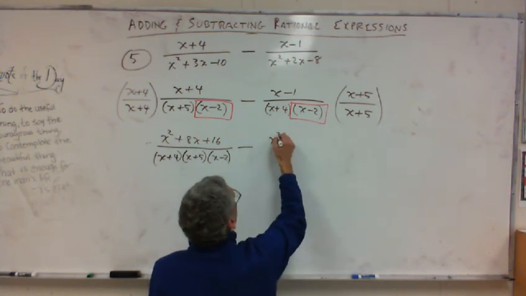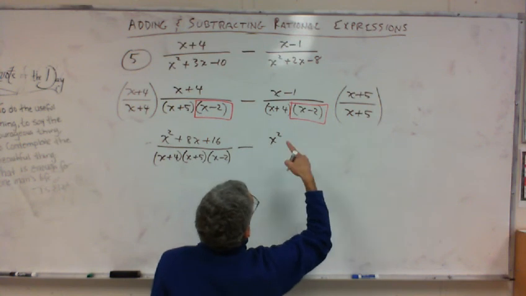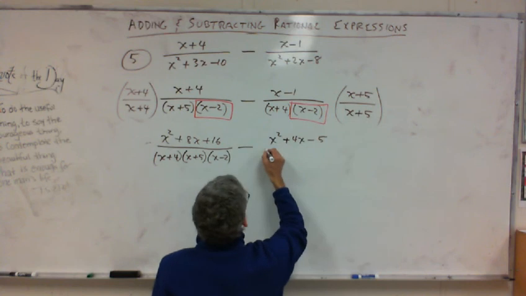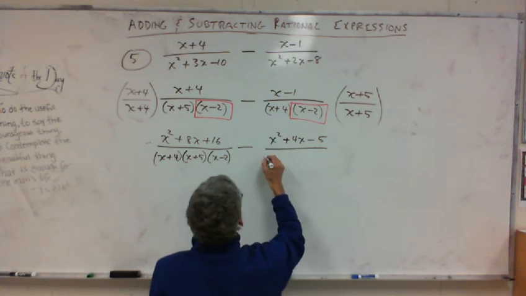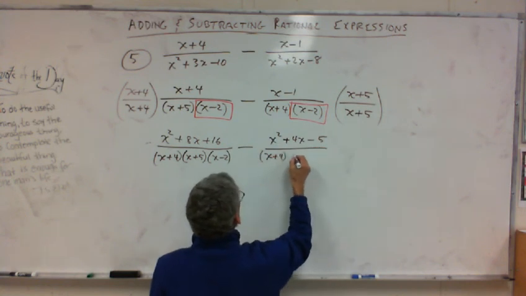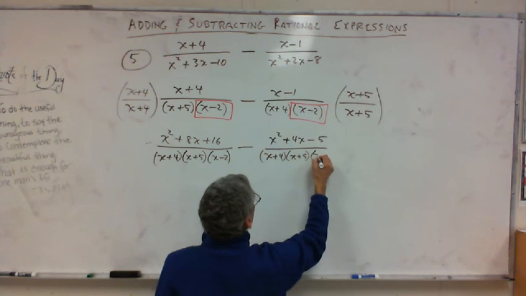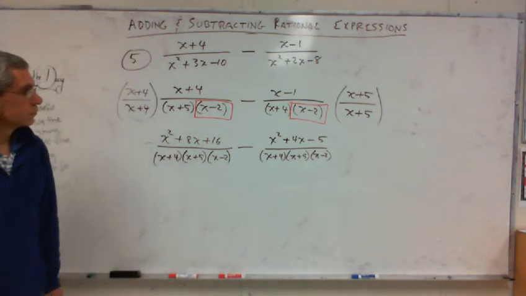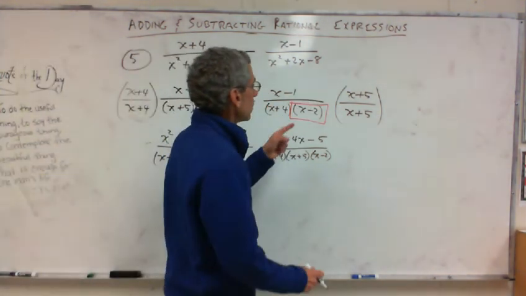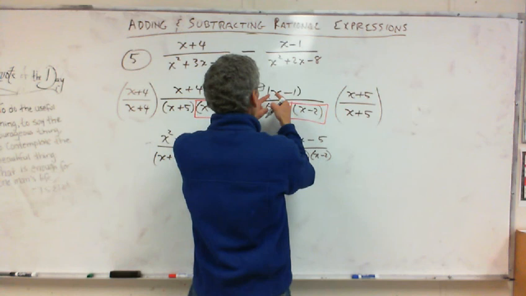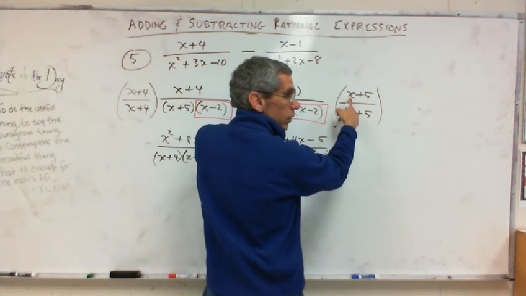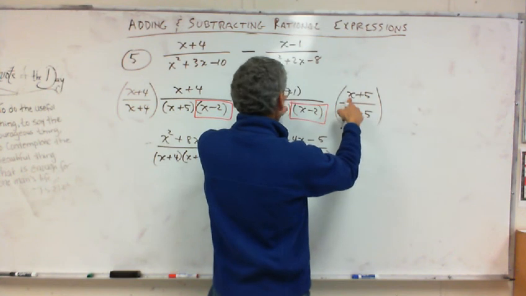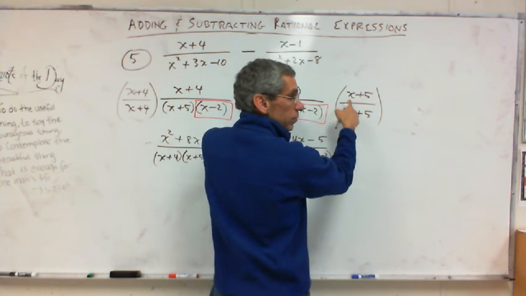So we've got x squared. So 5x minus 1x is 4x, plus 4x minus 5. Did I do that right? And then I've got the same thing, x plus 4 times x plus 5 times x minus 2. Wait, Gary, how did you multiply the x plus 5 and the x minus 1? So FOIL. First, x times x is x squared. Outside, 5x. Inside, negative 1x. 5x minus 1x is 4x.